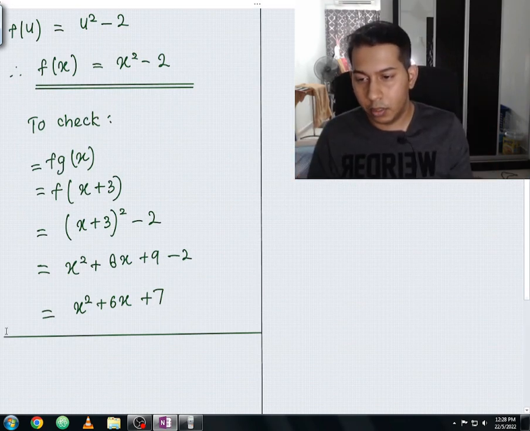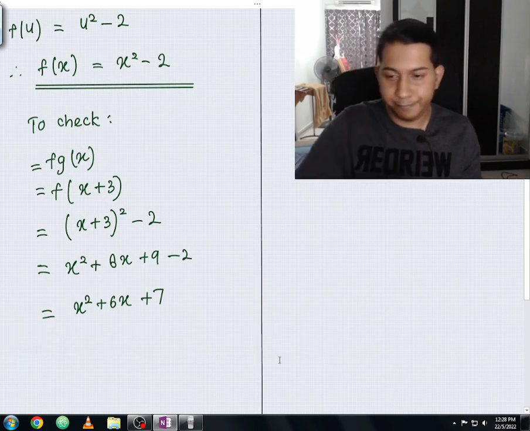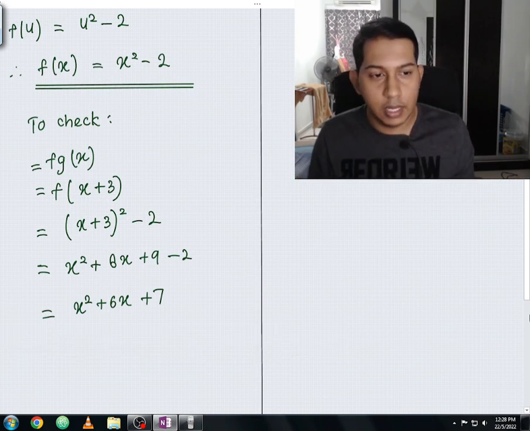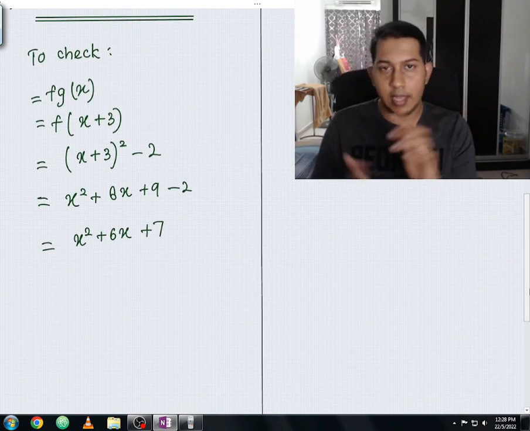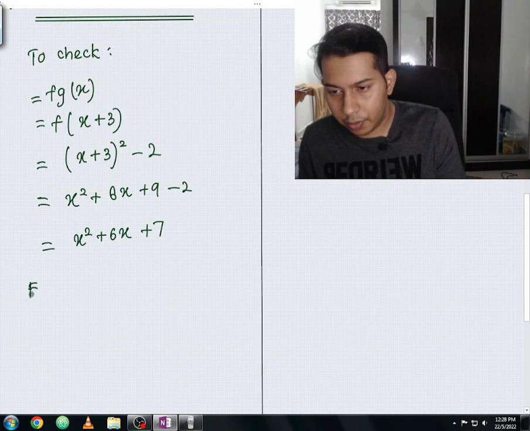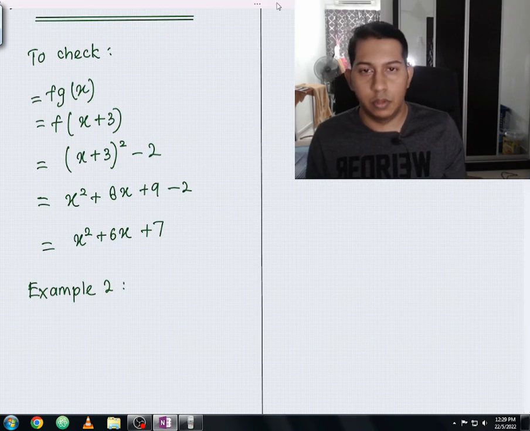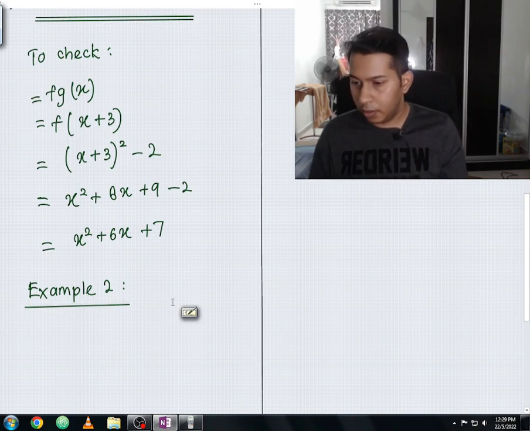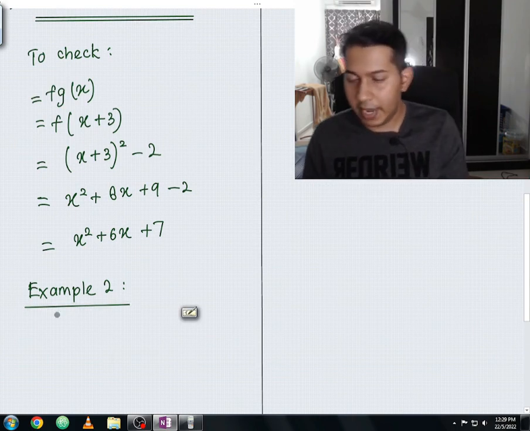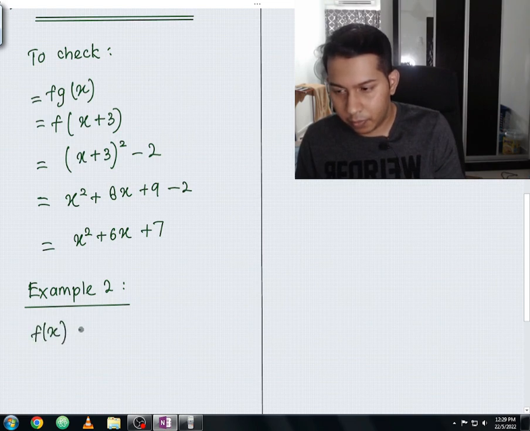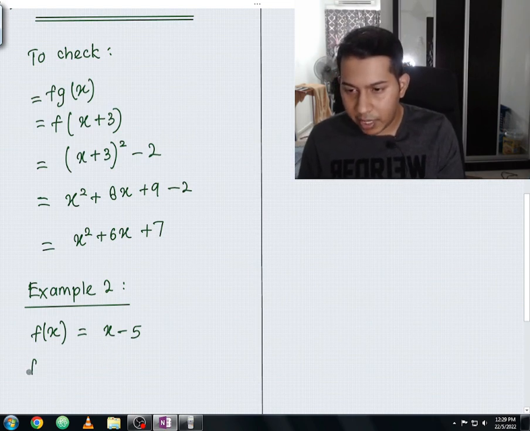So we are already done with case 1. Let us move on to case 2, which in this case is example 2. Given that f(x) is equals to x minus 5 and your fg(x) is equals to x squared plus 1.